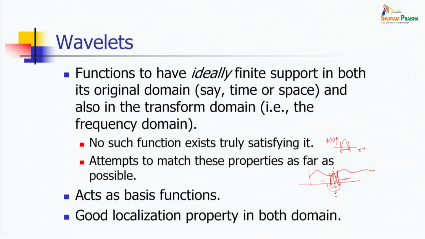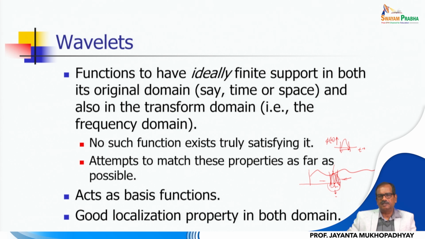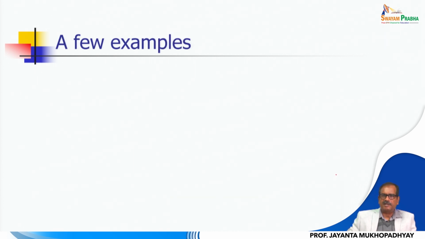So, one of the good properties of wavelets is that they have good localization in both time and frequency domains. Some examples of wavelets: say we consider the Dirac delta function. Now, it is an impulse response. As you can see, it is an infinitely small interval, almost 0. So, it is a very narrow, very precise support at t equal to 0, and outside it is 0.